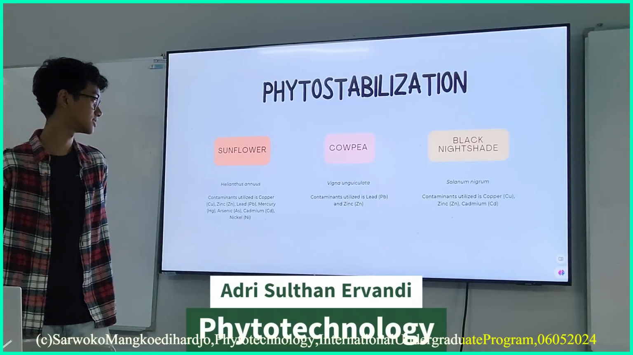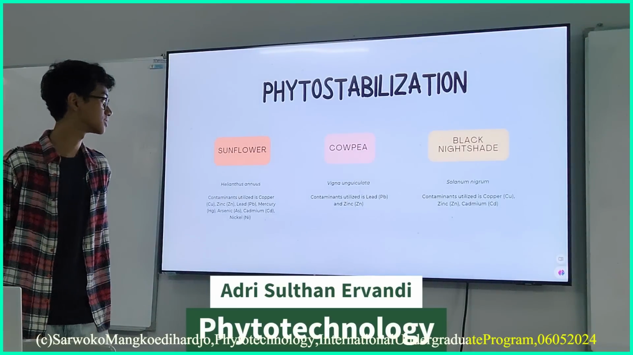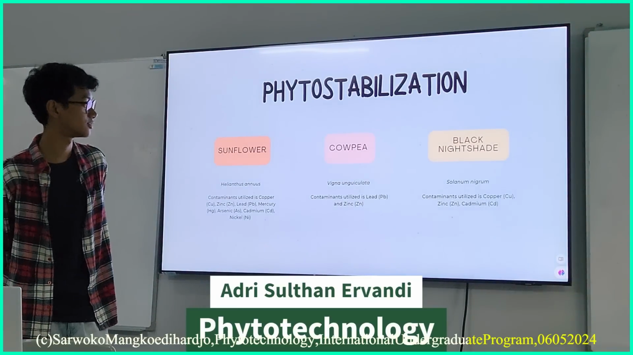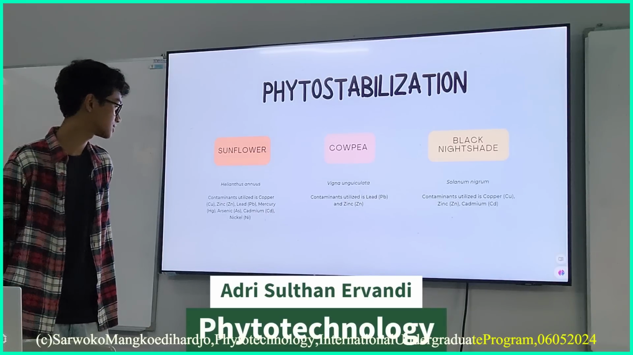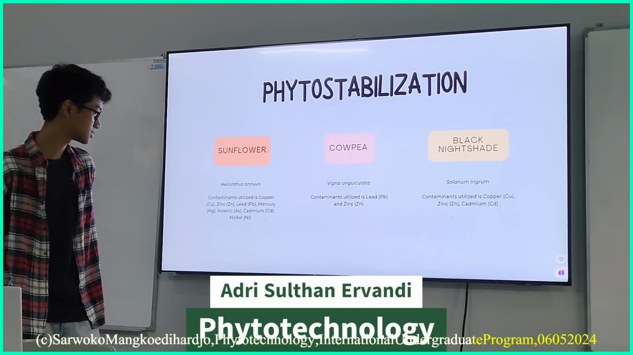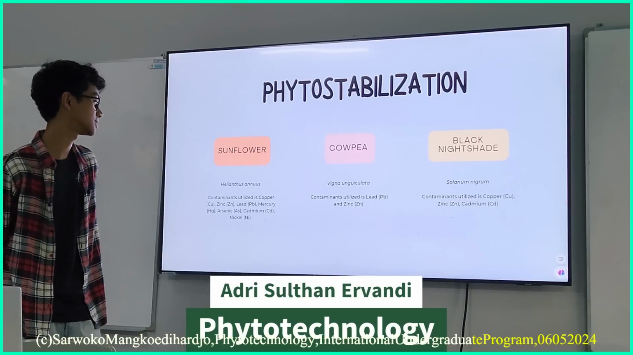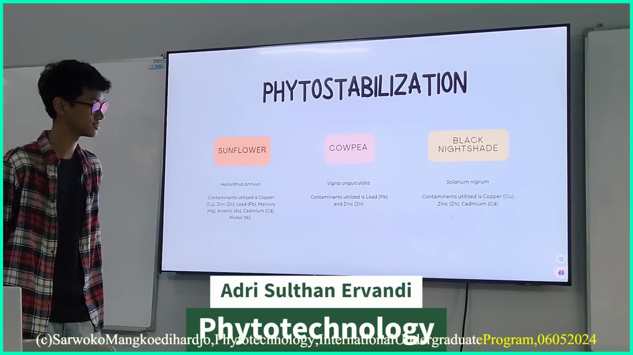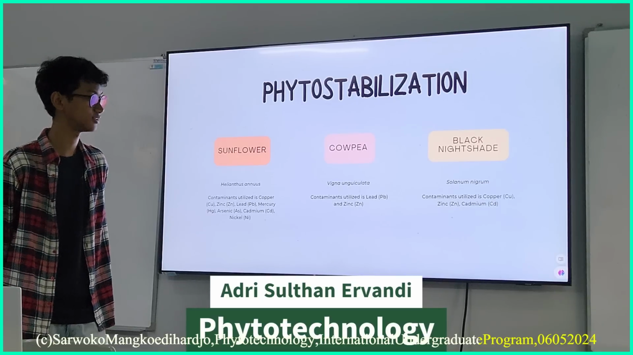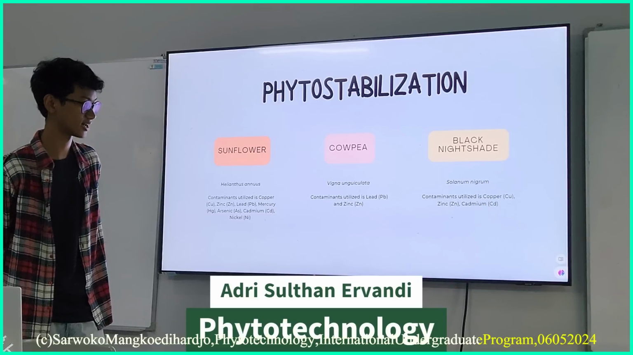For phytostabilization, the examples are sunflower, cowpea, and black nightshade. For sunflowers, it utilizes copper, zinc, lead, mercury, arsenic, cadmium, and nickel. For cowpea, it utilizes lead and zinc, whereas black nightshade utilizes copper, zinc, and cadmium.